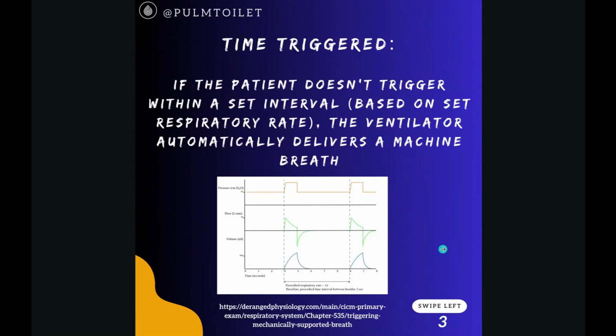So the first way the vent can know how to trigger is through the time. There's 60 seconds in a minute, depending on what you make the I time, meaning the inspiratory time. Let's say you made it 1 second, then the expiratory time would be 2 seconds, because that would be fixed. So the I to E would be 1 to 2. So you would have a breath start every 3 seconds, and every 3 seconds a breath would be triggered.